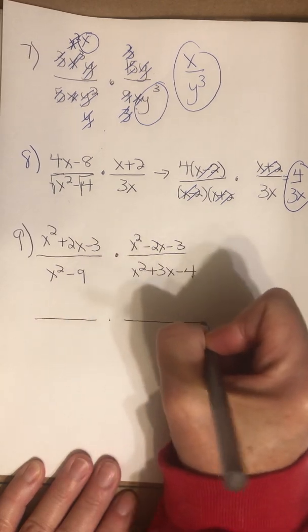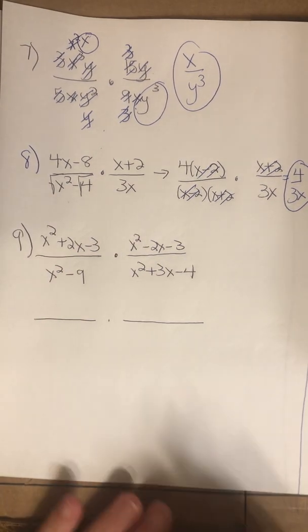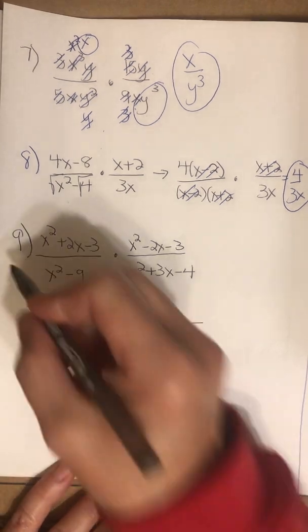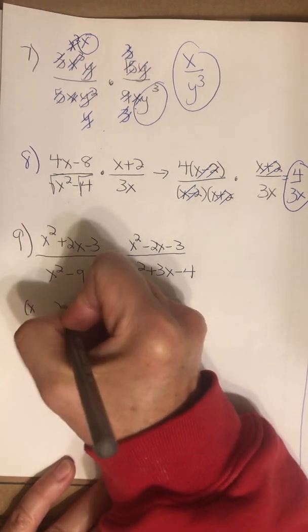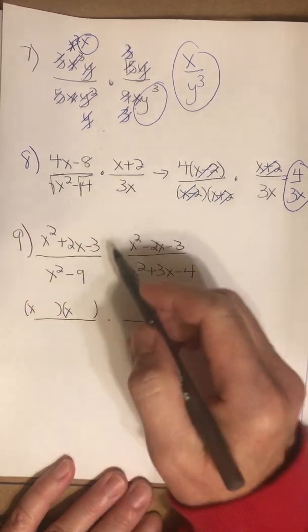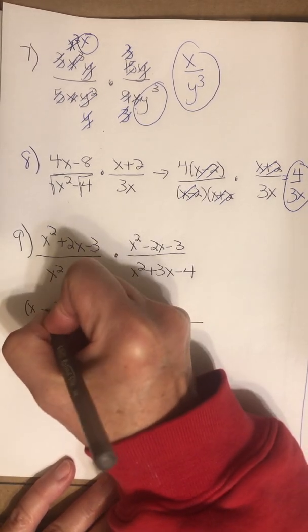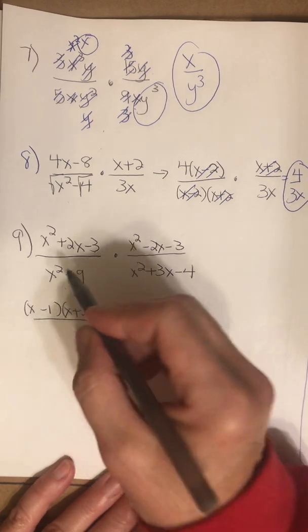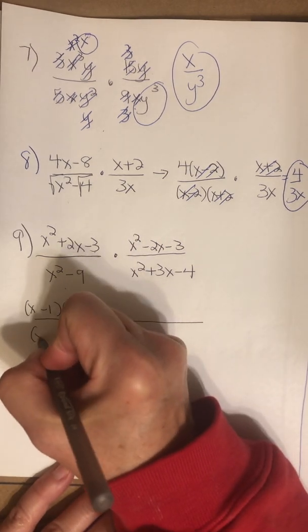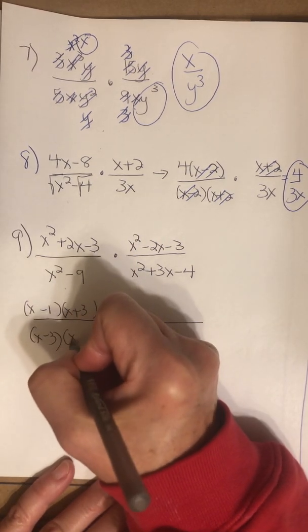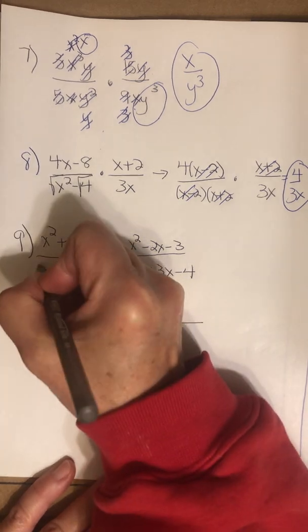Here we go. Top left numerator, I have an x squared, so I just need my x's. Two numbers that multiply to a negative 3 and add to 2, positive 3 and negative 1. Difference of squares in the denominator on the left, x minus 3, x plus 3. Right, when you do your square roots.